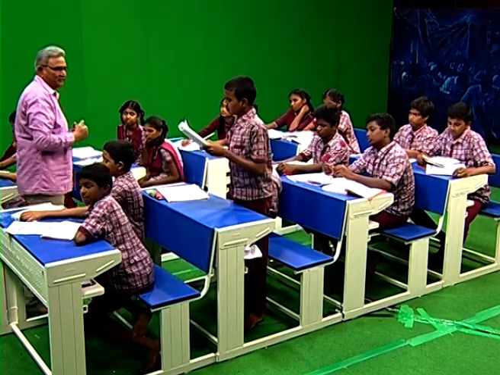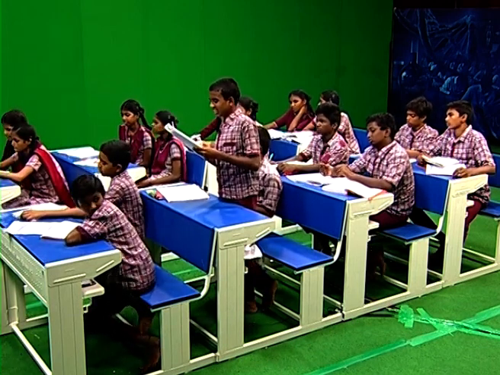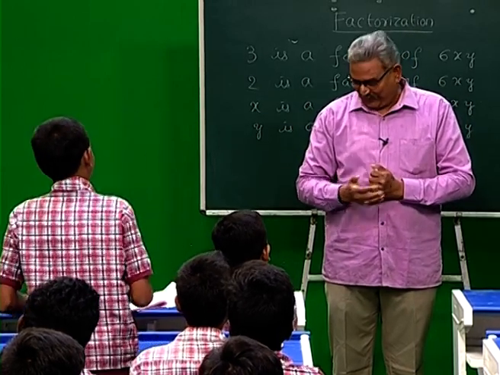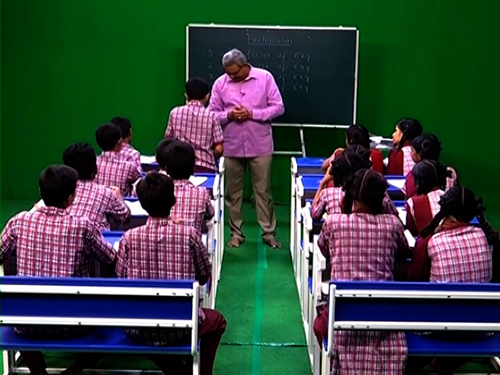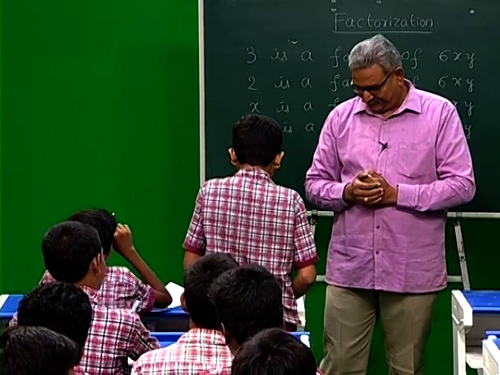So read out. 2 is a factor of 10xy. 5 is a factor of 10xy. X is a factor of 10xy. Y is a factor of 10xy. Wonderful. You resume yourself. 2 is a factor of 10xy. 5 is a factor of 10xy. X is a factor of 10xy. Y is a factor of 10xy.